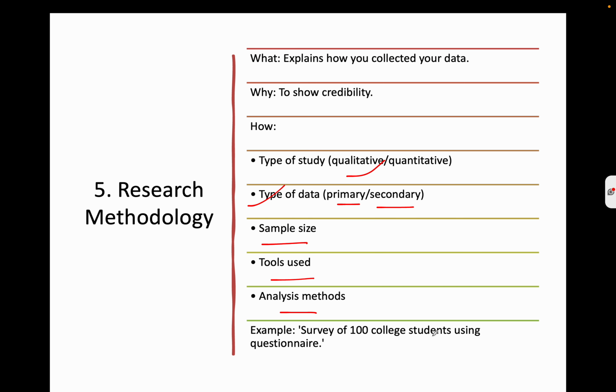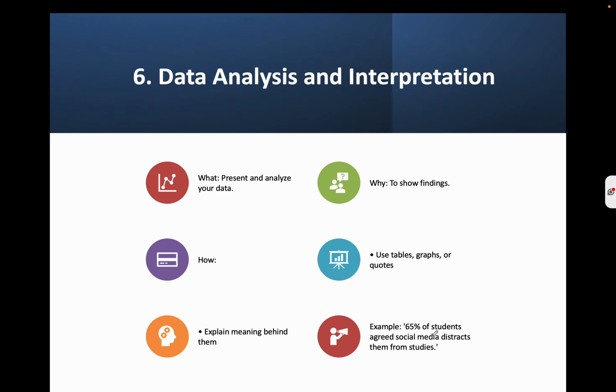So you have to analyze the data that you have collected, and then interpret it, and present that data. This is your research methodology. Now this is about the data analysis and interpretation. Interpretation is basically how you are presenting your data. Here you have to present your findings with tables, graphs and charts.